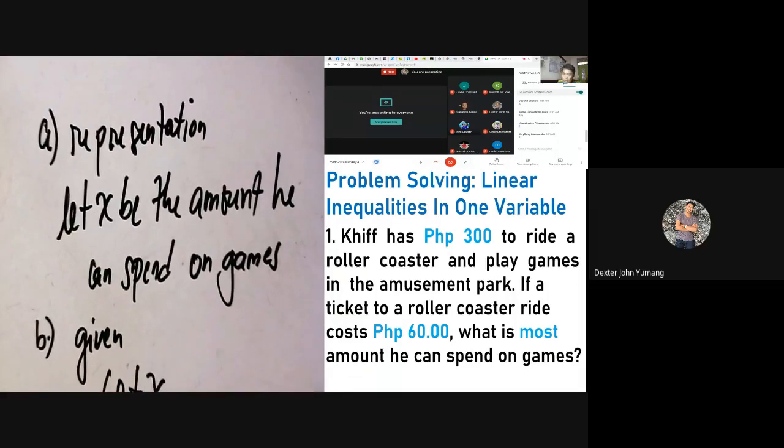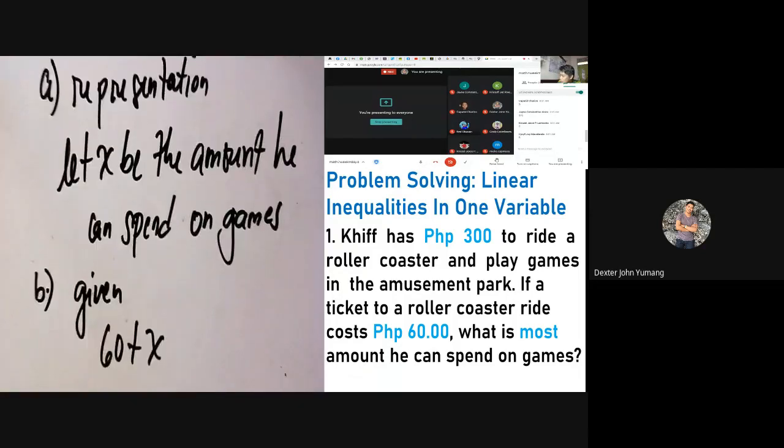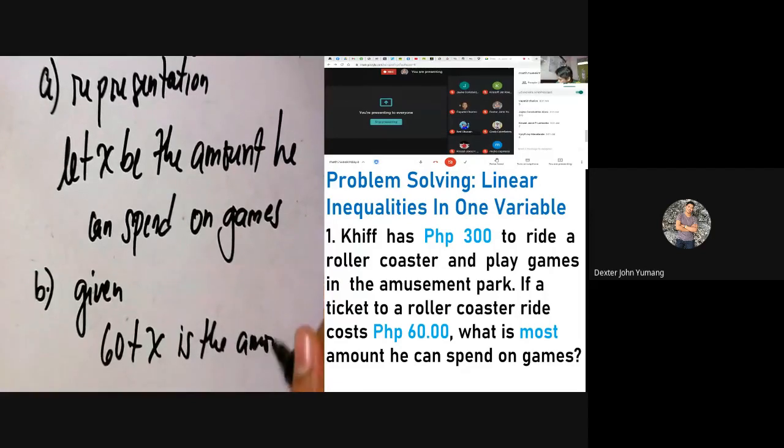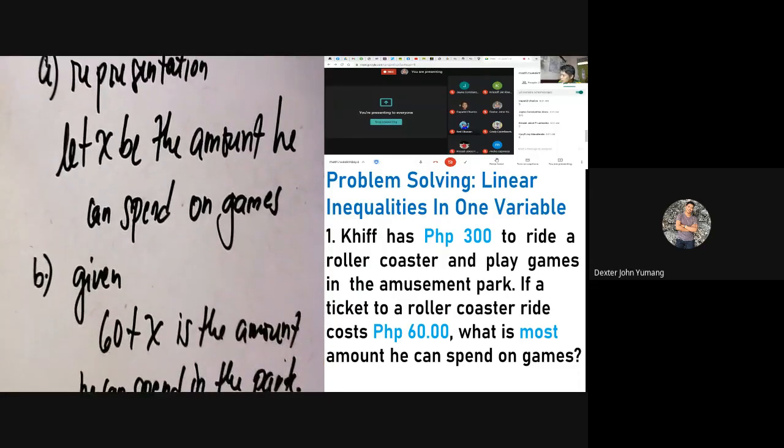Okay? So, ano itong 60 plus X ngayon? So, ito yung magagasto niya lahat kapag pumunta siya sa amusement park. So, 60 plus X is the amount he can spend in the amusement park. Okay, ganyan na lang po. The amount he can spend in the park.